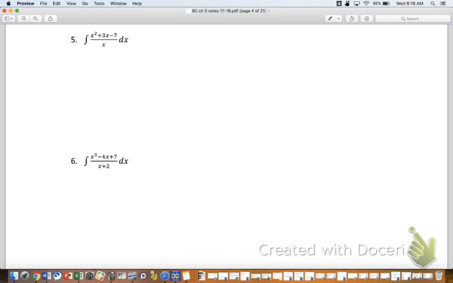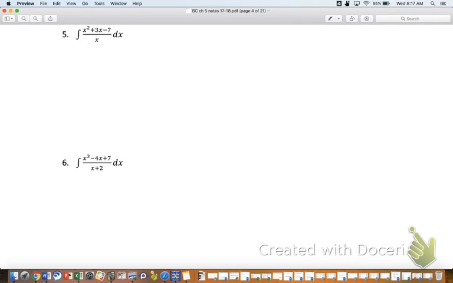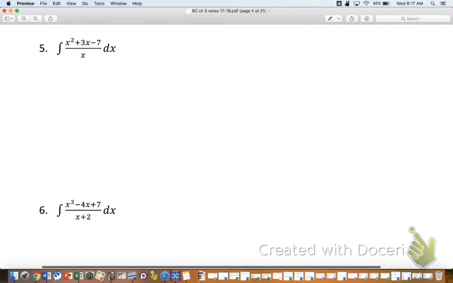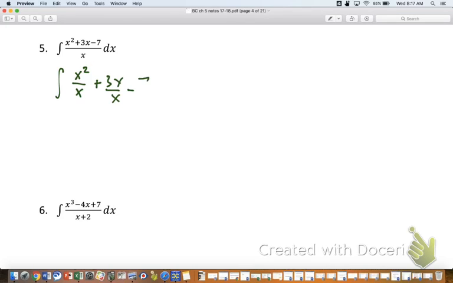So, for example, number 5, please notice that the degree of the top is 2, the degree of the bottom is 1, and so that tells me that I've got to do some kind of division. And it's simple enough division. Maybe all we really do is split up the numerator, or flip the x up and distribute, since the denominator is just a monomial. Here'd be one example of what you could do. You could rewrite this as the antiderivative of x squared over x plus 3x over x minus 7 over x dx. Just split it up.